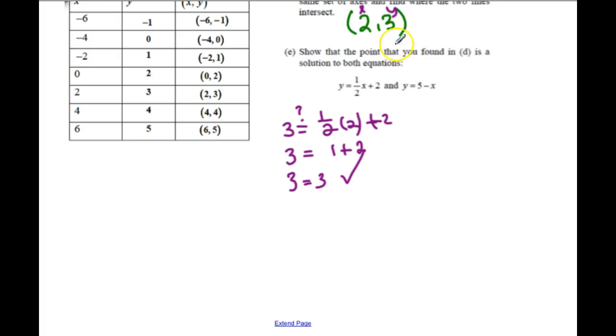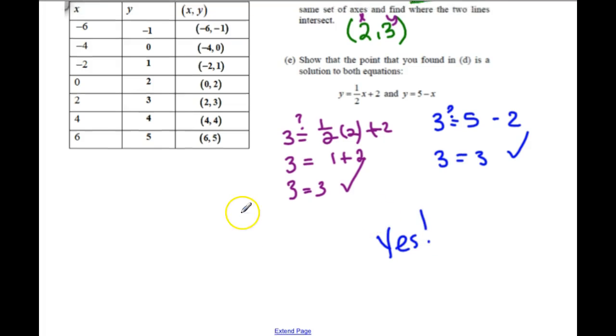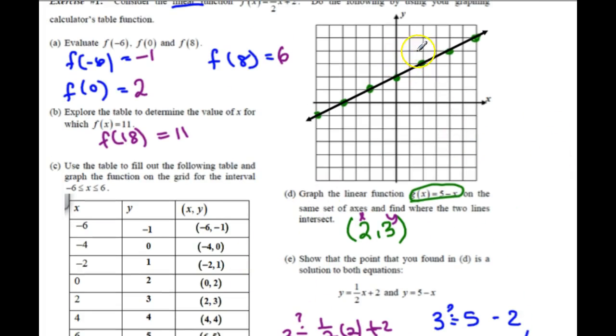But we have to make sure it works for this other equation. So my y is 3. Is it really equal to 5 minus my x, in this case 2? 3 is equal to 3. Check. So I know that yes, this is a solution to both of those. So don't forget, you need to plot a point. It will be right here, and you're going to graph this. Of course, you're going to do a better job than me. Something of that sort. All right, pause the video, rewind, make sure you know how to do this.